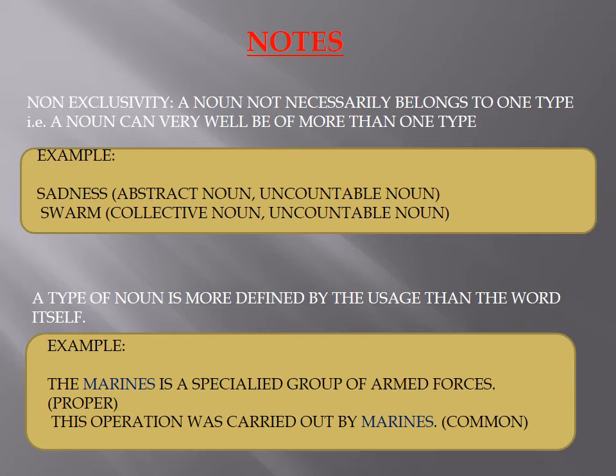In the earlier slides in this video, I explained that you decide which is a noun while reading a sentence, and you decide which category the noun belongs to according to the usage of that word in the sentence. For example, the Marines is a specialized group of armed forces. Here the Marines stand for the proper noun. But if we use the same word as in, this operation was carried out by Marines, it becomes a common noun. You have to understand how the noun is being used in a sentence and then it can be categorized accordingly.